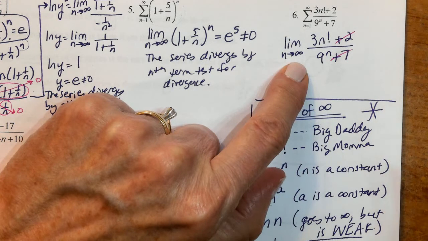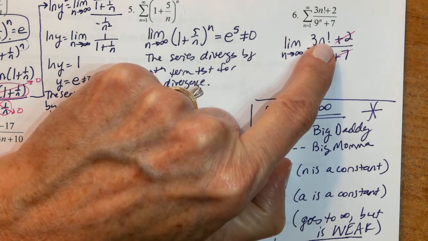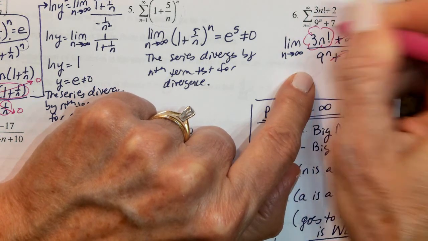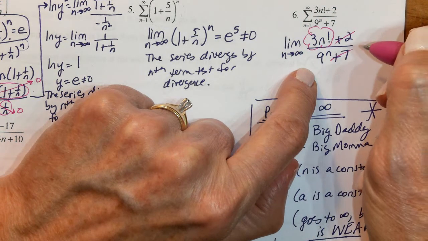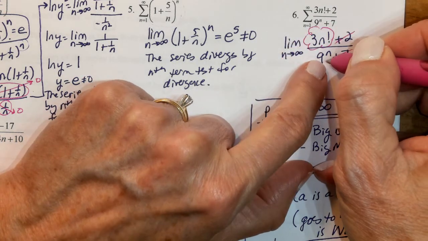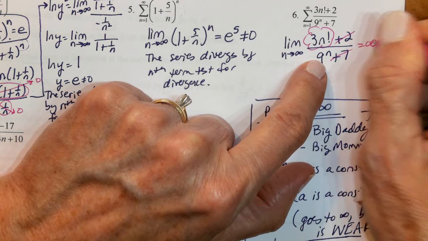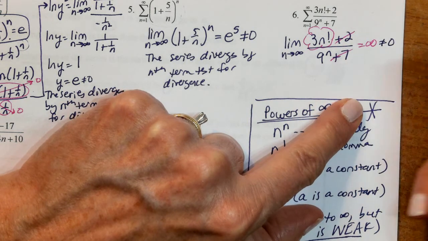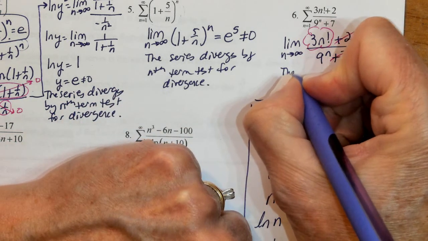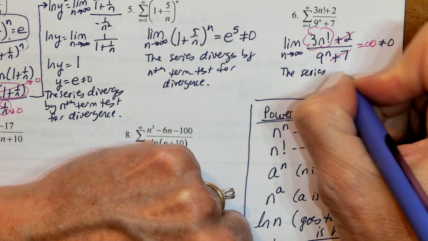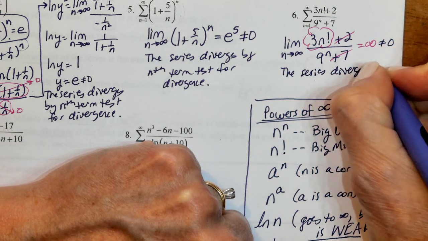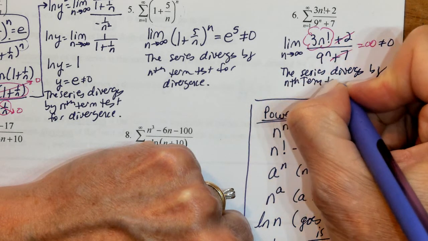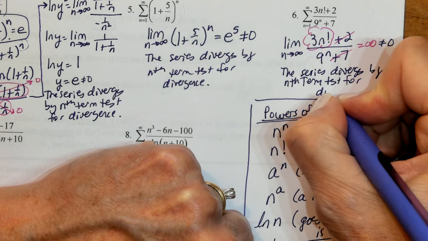As n goes to infinity, I see Big Mama. I don't see Big Daddy, but I see Big Mama, and Big Mama's going to rule, so that's where the infinity is. So this acts like infinity over 1, which is infinity. Infinity is not 0. Therefore, the series diverges by the nth term test for divergence.